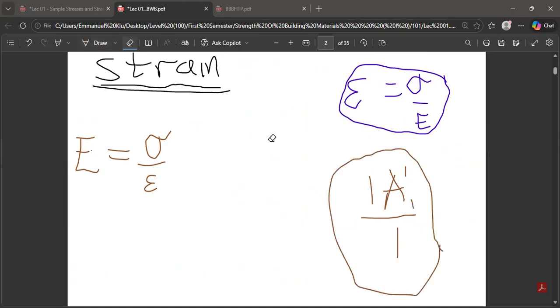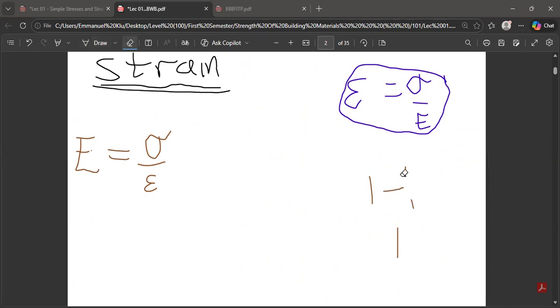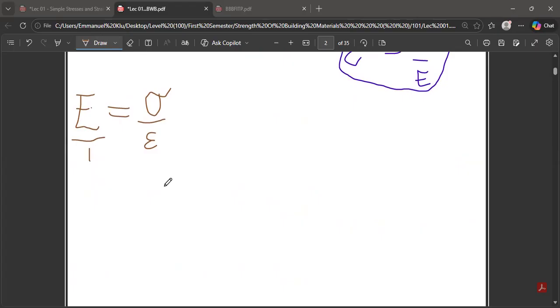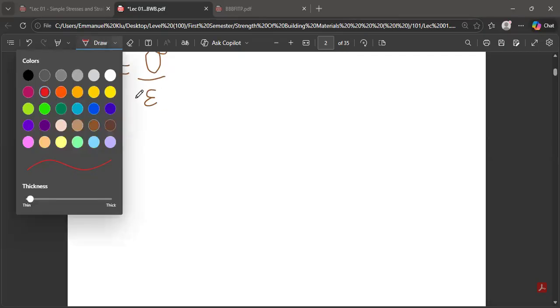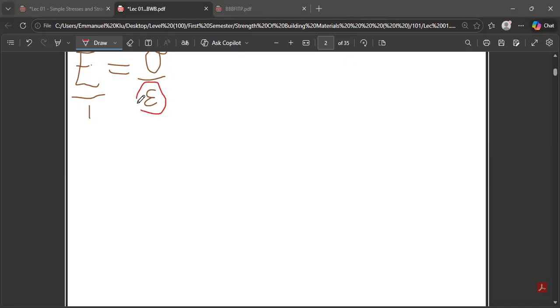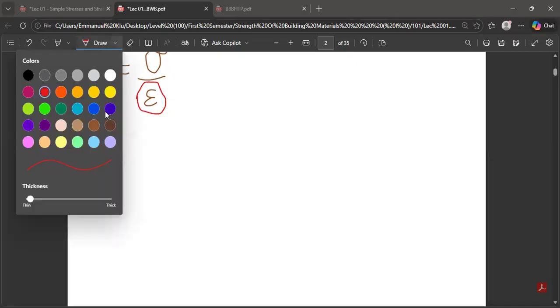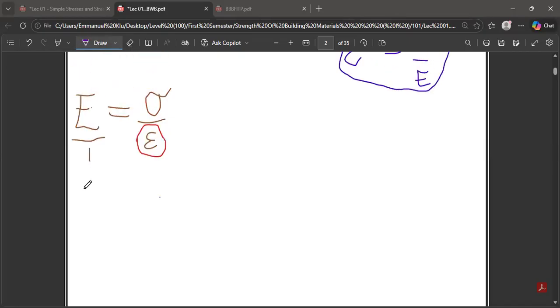So this E over here, what do you think is under the E? It's 1. In some cases you choose to write it, in some cases you don't, because any number divided by 1 is still the same number. So if you want to make strain the subject, we just cross multiply. That is going to lead us to a formula such as what?